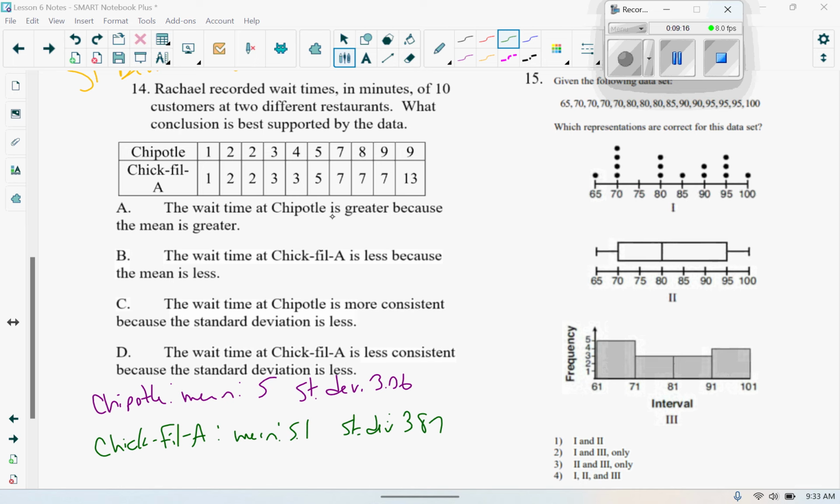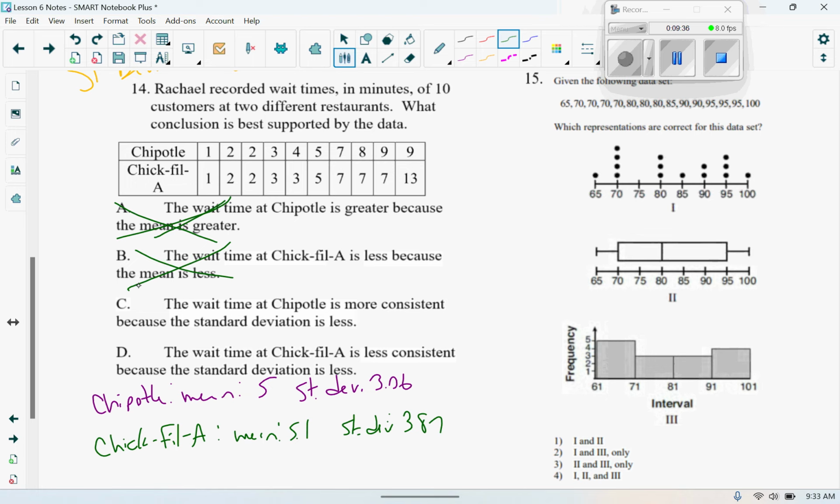The wait time at Chipotle is greater because the mean is greater. So is the mean at Chipotle greater? Nope, that's not true. The wait time at Chick-fil-A is less because the mean is less. Again, not true. Now we're going over to standard deviation.